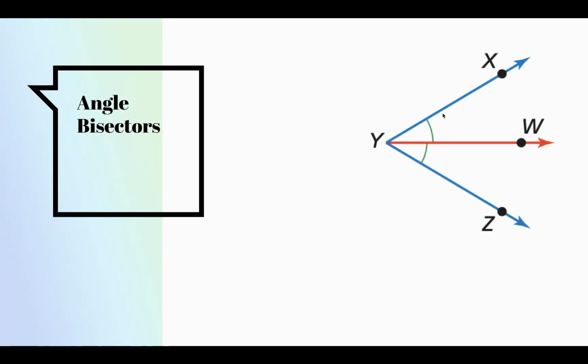So here we have a diagram. We have this big blue angle XYZ, and in the interior of this angle, we have ray YW. We see that these two green marks are angle congruence marks. These arcs are angle congruence marks. So green and green means that these two angles are congruent. So that means that this red ray YW is indeed a bisector of this blue angle.